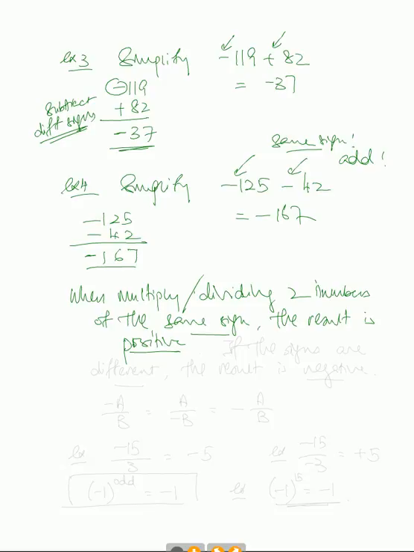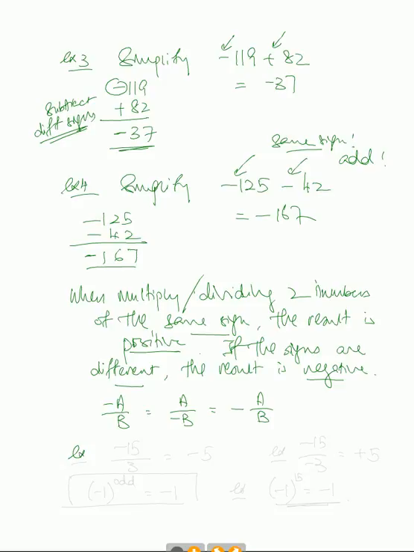If the signs are different, the result is negative. Different signs, negative. So while we're at this, let me remind you, if you have negative a over b, or you have a over negative b, these all mean that your answer is negative. Okay, so it doesn't matter who is positive or who is negative.